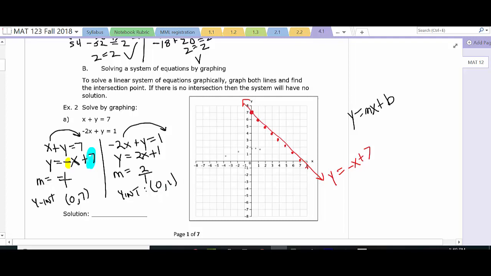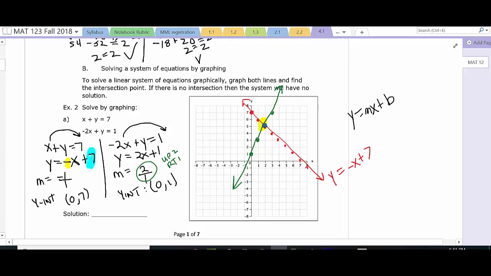So I'm going to plot the point (0, 1). If I have a slope of 2 over 1, we're going to go up 2, right 1, from the point where you plotted. So just go up 2, right 1, up 2, right 1, until you run out of room, and then graph that line. What happened is they intersected, and the answer to this problem is always going to be where they intersect.